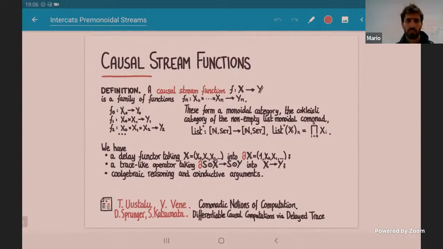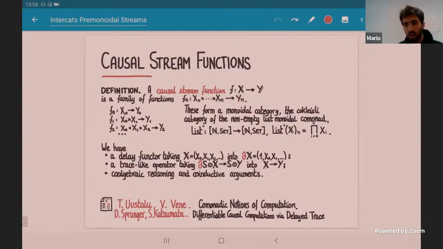Basically, there is work on the Cartesian case, done by Gustavo and Bene in the paper called Comonadic Notions of Computation, and then by Sprunger and Katsumata when they do these delayed traces. The idea is that you take the semantics for these things to be causal string functions. A causal string function from one sequence of sets to another is just a family of functions. This could also be done in any Cartesian category, really. It's just a family of functions that goes from x0 to xn to yn.